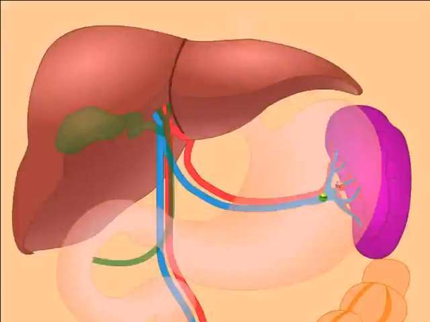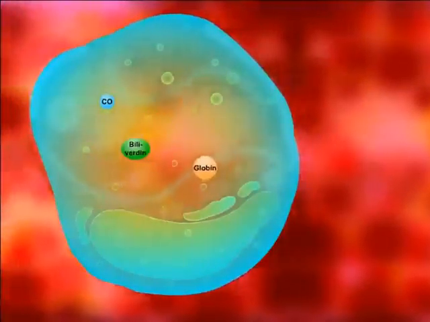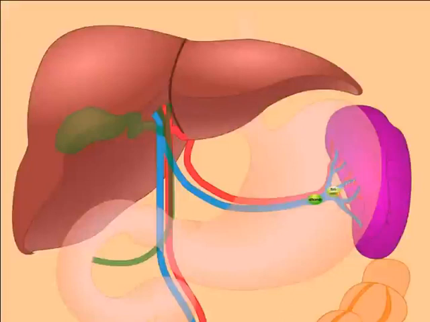To salvage the iron, it is transported from the macrophages via its protein carrier, transferrin, which delivers it to other organs, such as the liver. Back in the macrophages of the spleen, biliverdin is converted to the yellow-orange pigment bilirubin. Bilirubin is then transported to the liver via albumin. Bilirubin is a nonpolar, water-insoluble molecule. Therefore, it requires transportation through the circulation by a protein carrier.